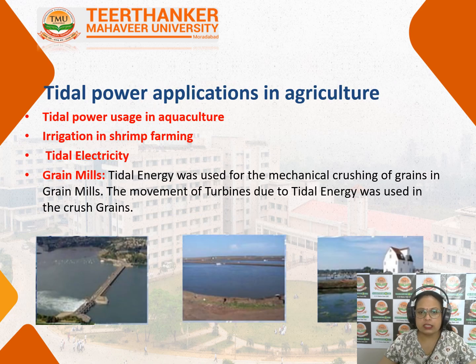Next is tidal energy. Tidal energy is area specific. Everywhere we cannot find tidal power energy. Now, it is used in agriculture for irrigation and tissue farming, tidal electricity generation, and grain milling can be done with the help of tidal energy.